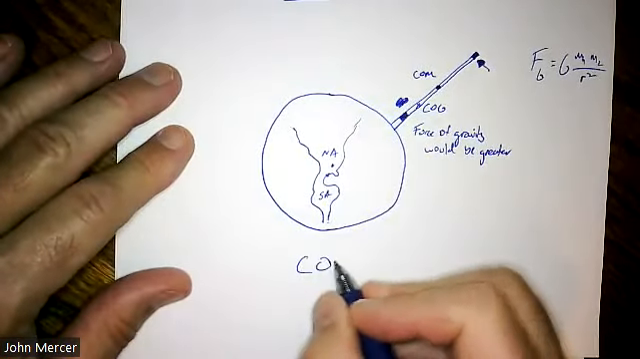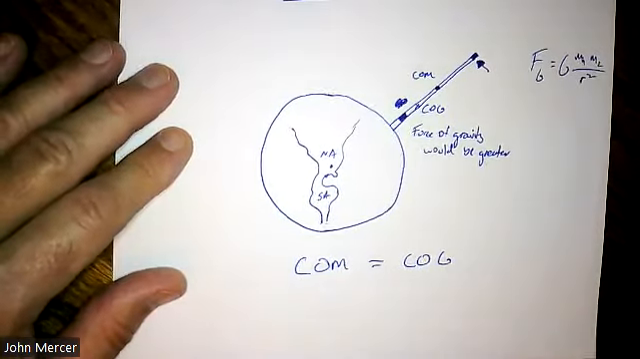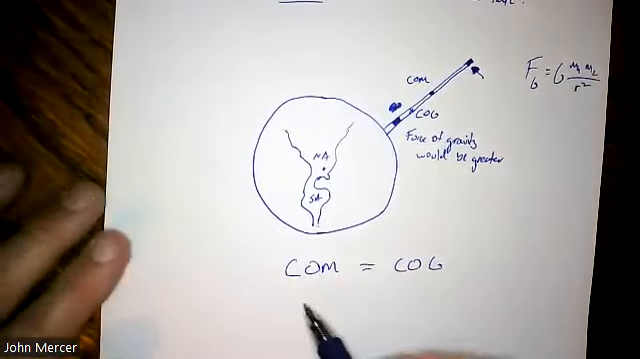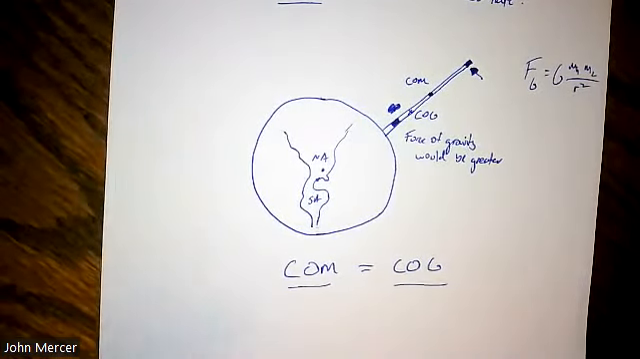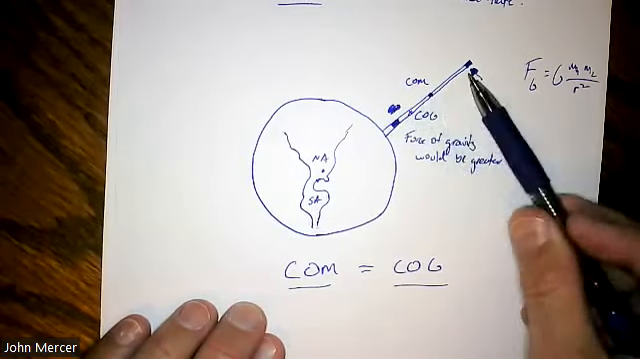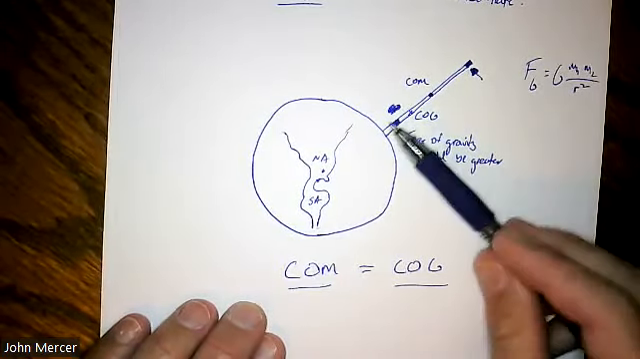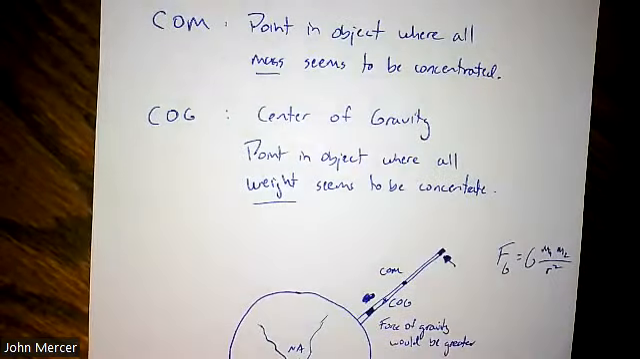So for our class, center of mass is the same as center of gravity. And frankly, I sometimes say center of mass and sometimes I say center of gravity. They mean the exact same thing, unless the force of gravity is acting a different amount on different parts of the object. Okay? So center of mass, center of gravity, the same exact thing.